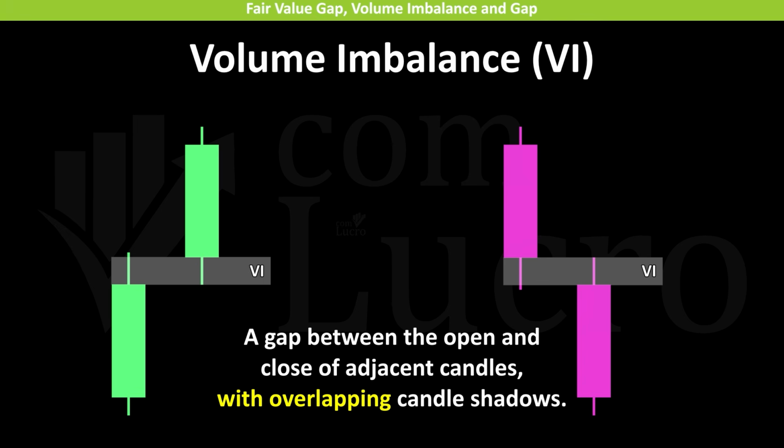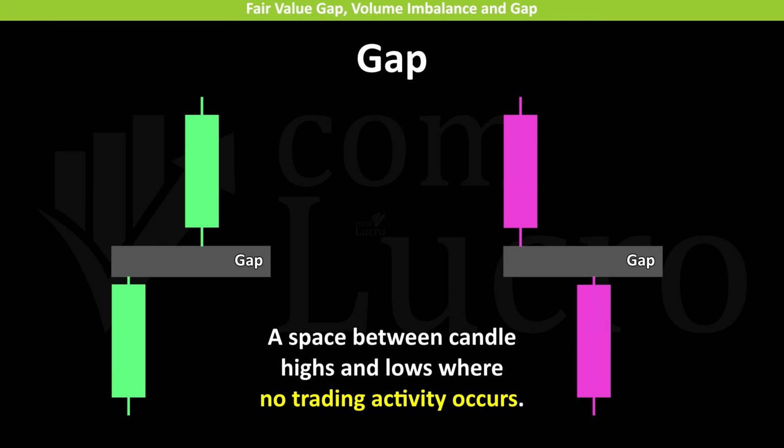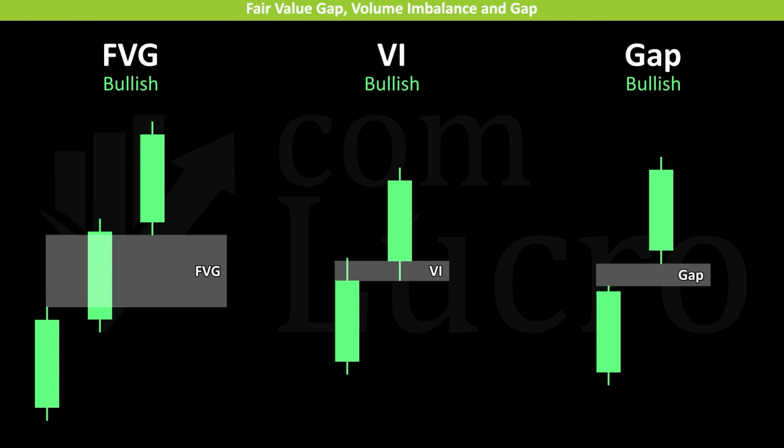A volume imbalance occurs when there is a difference between the open and close of adjacent candles, even though trading activity exists within that area because the candle shadows overlap. A gap, on the other hand, occurs when there is a complete absence of trading activity between candles. In a bullish gap, there is space between the high of the first candle and the low of the second candle. In a bearish gap, there is space between the low of the first candle and the high of the second candle. In the illustration, you can see the bullish versions of a fair value gap, a volume imbalance, and a gap placed side by side for comparison.